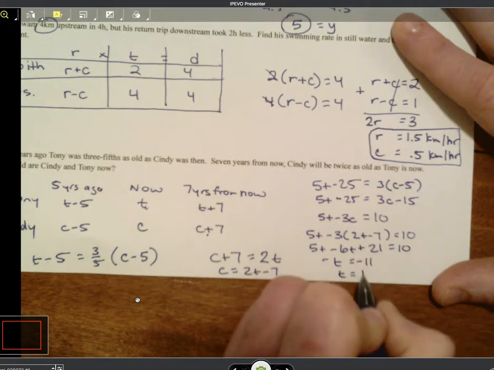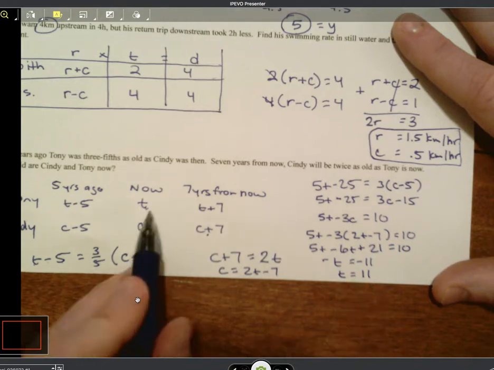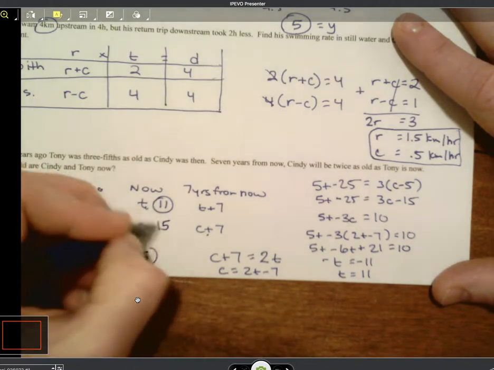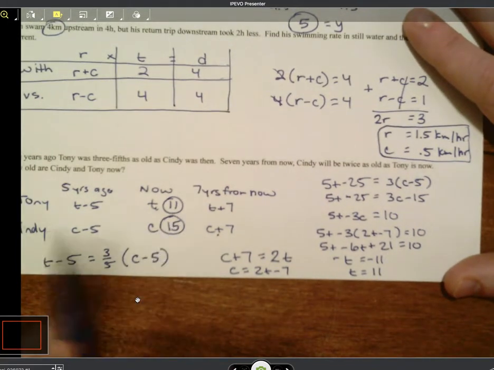So t is 11. So Tony right now is 11. So that means Cindy is 2 times 11, which is 22, minus 7, which is 15. So Tony now is 11, Cindy is 15.